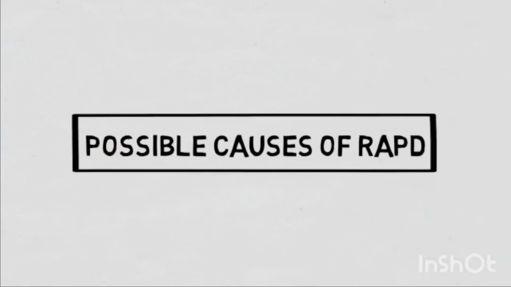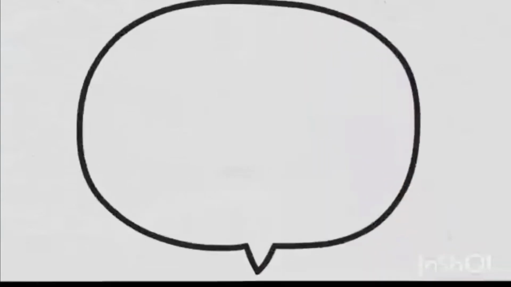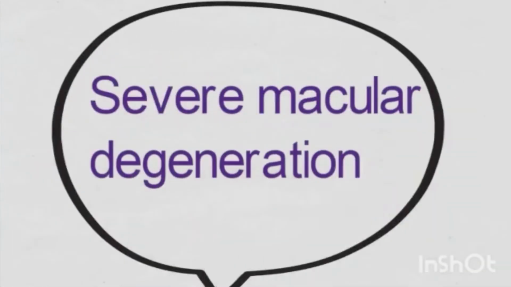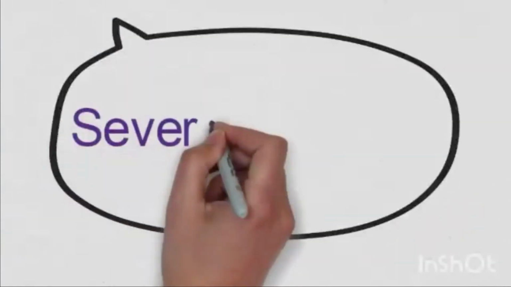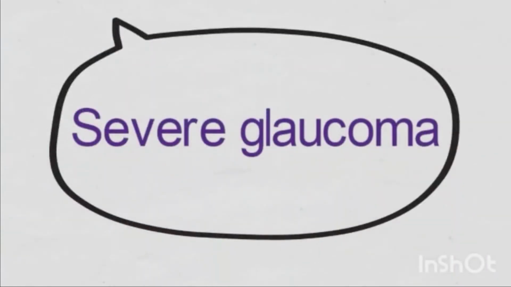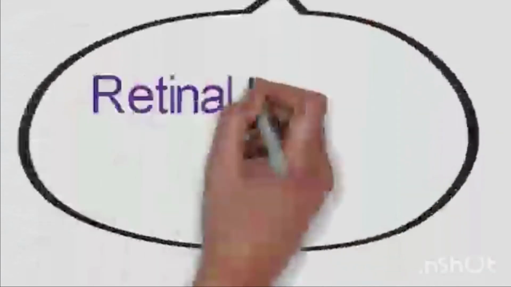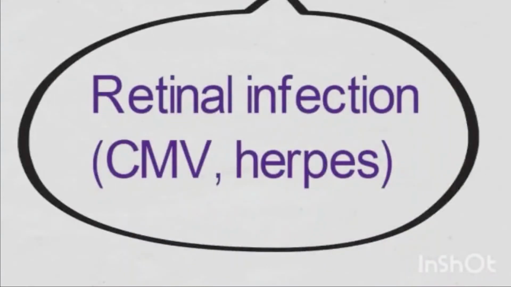Some of the possible causes of RAPD are optic neuritis, retinal detachment, severe macular degeneration, severe glaucoma, which can damage the optic nerve due to trauma, radiation, or tumor, and also retinal infection due to CMV or herpes. CMV is cytomegalovirus and herpes is also a virus.